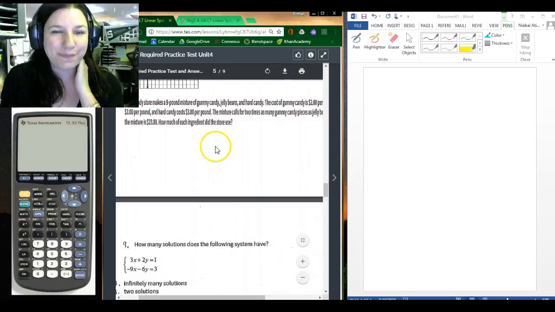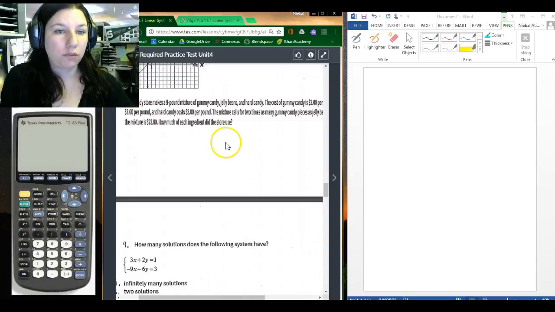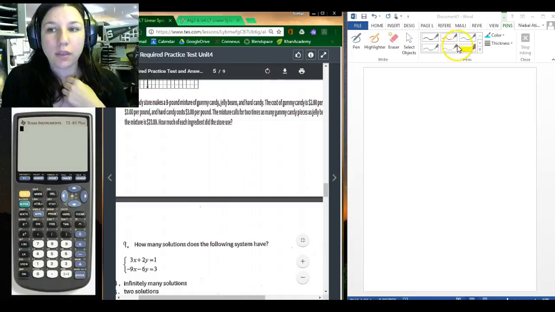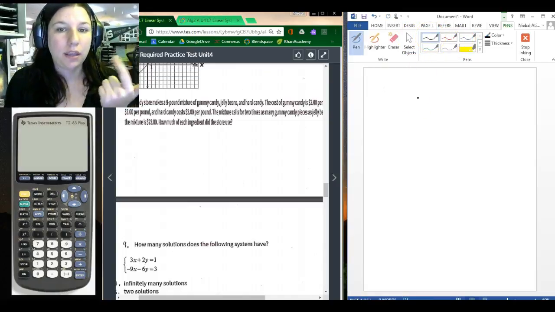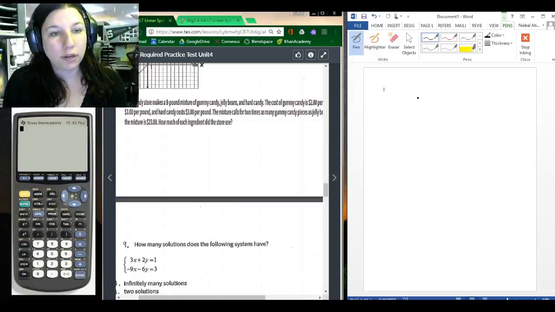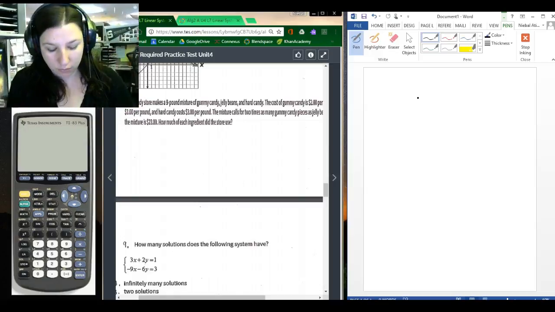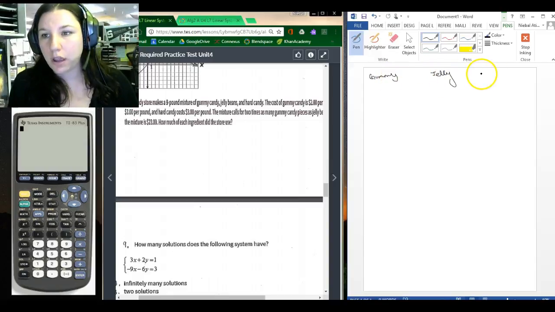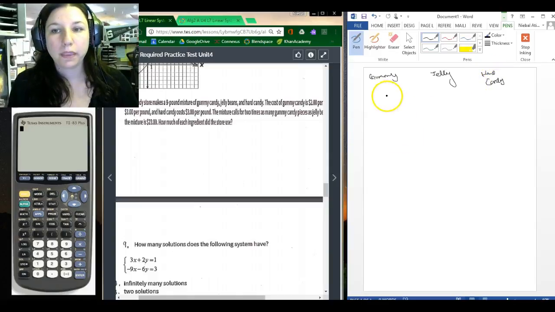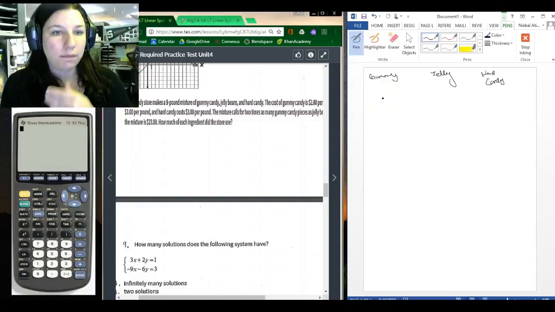You might feel a little overwhelmed, but the unit is on systems of equations. So at the very least, you need to write a system of equations. What we're talking about in this problem is 3 things: gummy candy, jelly beans, and hard candy. So I know I need to write a system of equations, and there needs to be 3 variables. You want to really take your time and stay as organized as possible for these, okay? And I know each sentence is going to give me an equation.